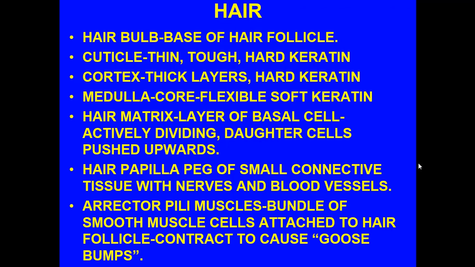And I've talked about the erector pili muscles. They're just a bundle of smooth muscle cells attached to the hair follicle. When they contract, they tend to cause the hair shaft to move straight up, and you'll see this little bump-like structure on the surface of the skin. Those are called goosebumps. Okay?